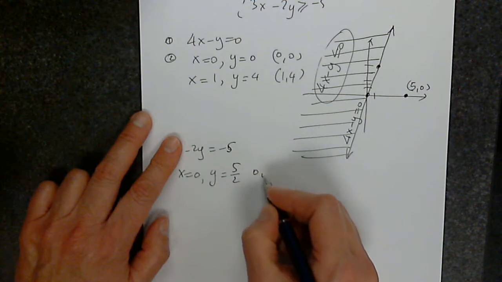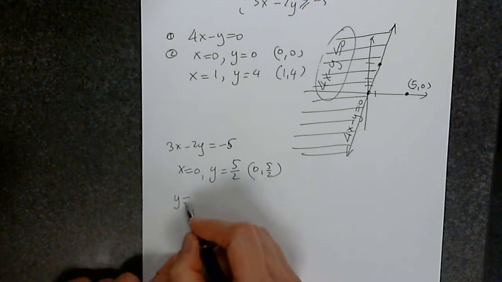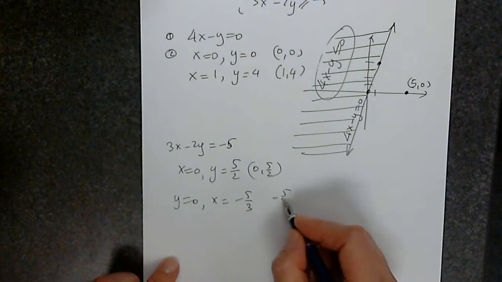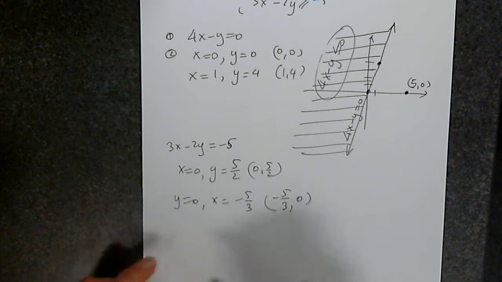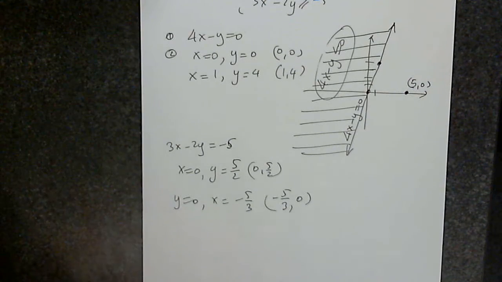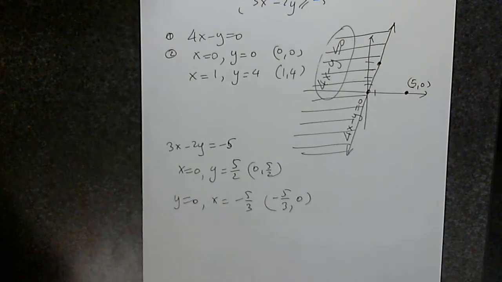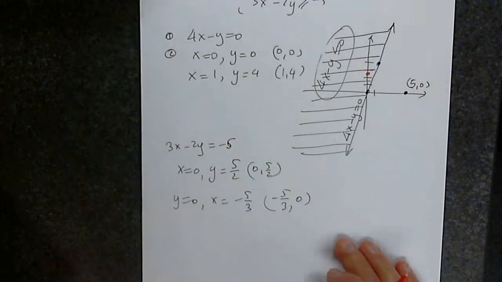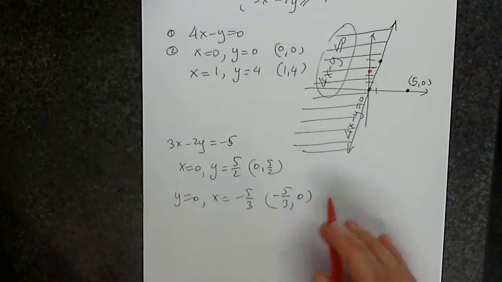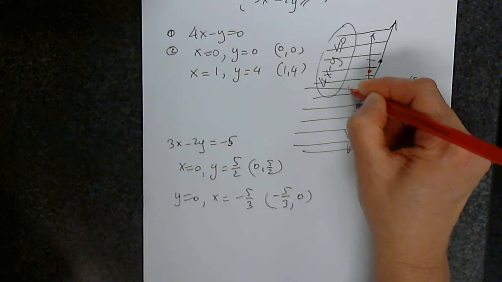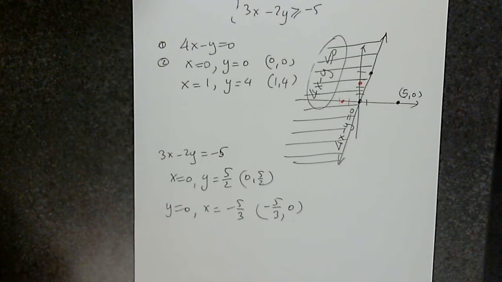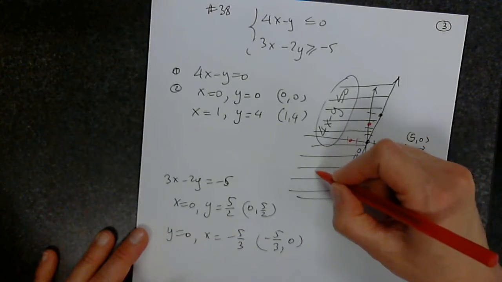Excellent. 0, 5/2. When y is 0, x is -5/3. So -5/3, 0. Okay. So 0, 5/2 is somewhere here, 2.5. And -5/3 is close to -2. Solid line or not? Solid. Good. So I graph.